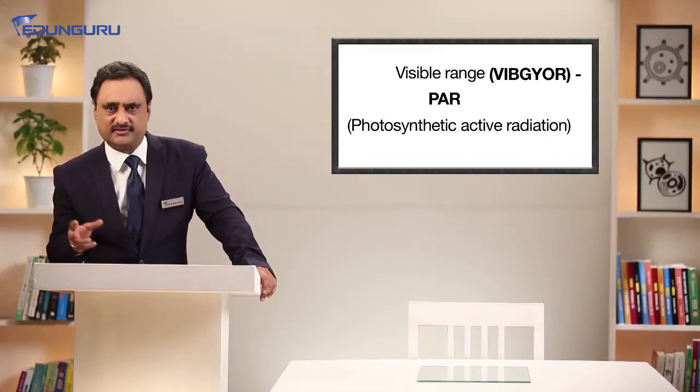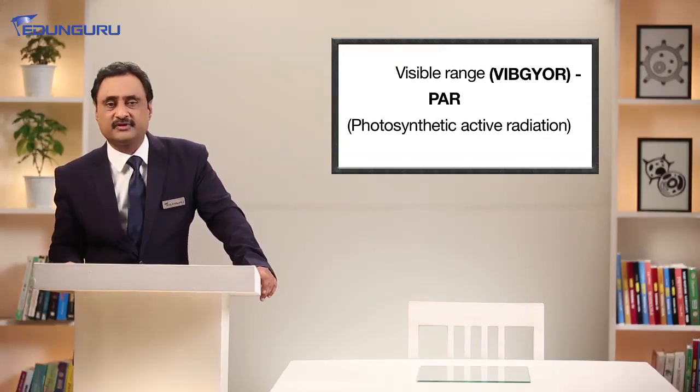If you talk about the visible range of light, that is starting from violet to red. So they are the photosynthetic active radiation, what we call PAR, right? And that radiation is primarily utilized for photosynthetic activities, okay? And finally, there is an IR wave, that is an infrared wave, right? In the case of infrared also, there are certain cases in which photosynthetic activities do occur, okay?